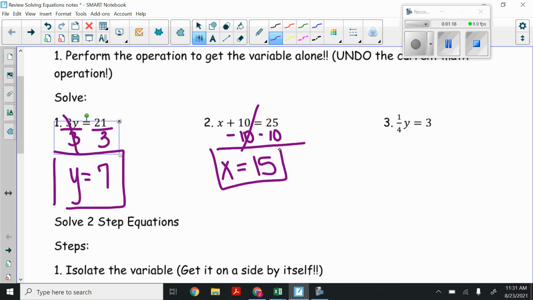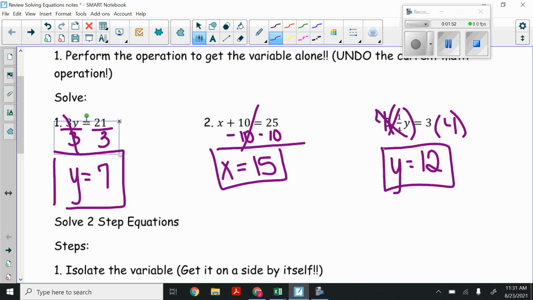Number 3, I have 1/4 y equals 3. I have a fraction, and really it says 1/4 times y, so the opposite of multiplication is division, but dividing by a fraction is the exact same thing as flipping that fraction and multiplying by it. So since I need to get rid of the 1/4, if I flip 1/4, I get 4/1. So if I multiply both sides by 4, on this side, the 4 times 1/4 is just 1, so I'm just left with y equals 3 times 4, 12.